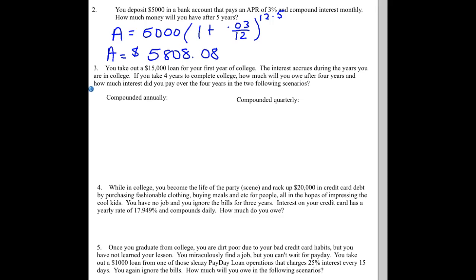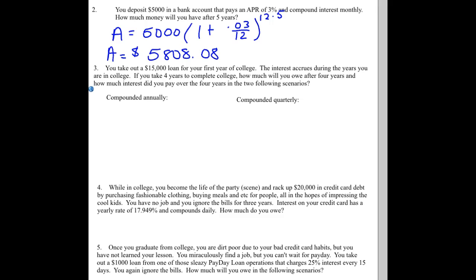All right. Question 3. It says you take out a $15,000 loan for your first year of college. The interest accrues during the years you are in college. If you take 4 years to complete your college degree, how much would you owe after the 4 years, and how much interest did you pay over the 4 years? In 2 different situations. So the first one, we're looking at it being compounded annually. The second one, what if they compounded quarterly?